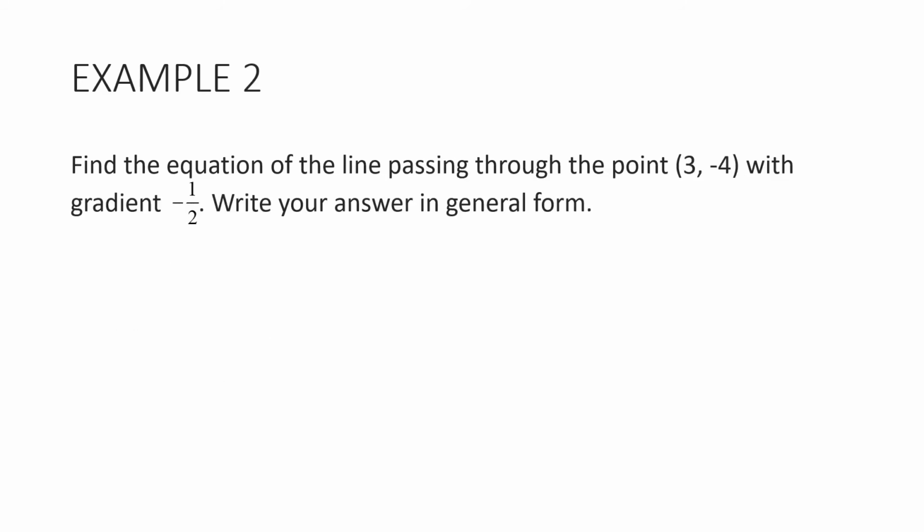Here's our second example. Find the equation of the line passing through the point (3, -4) with gradient -1/2.